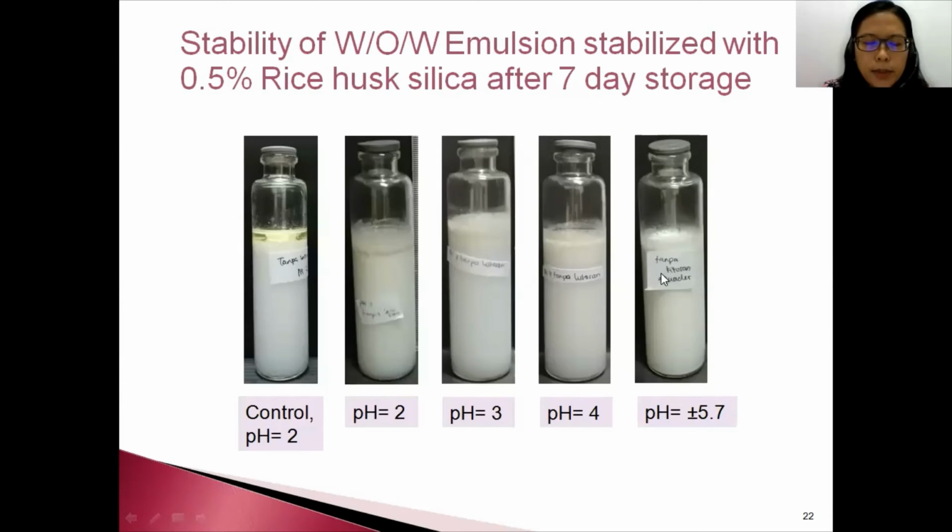And here is the double emulsion prepared at several pH. This one is the sample without rice husk silica. You can see here that the oil is separated from the emulsion, but those emulsions prepared with the addition of rice husk silica look quite stable, though you cannot see a really clear difference here from the macroscopic image.